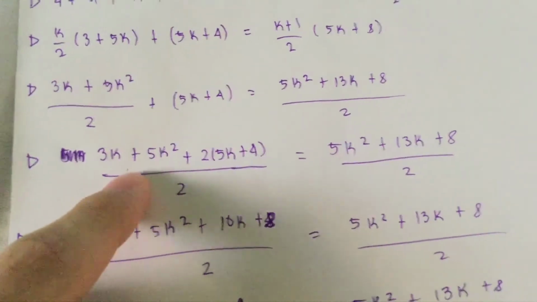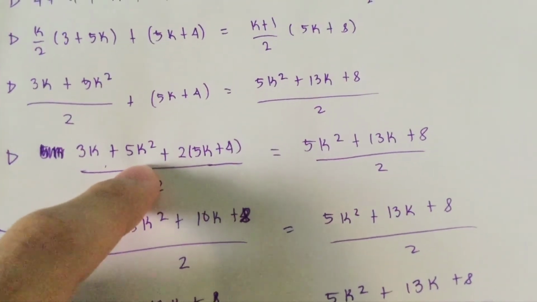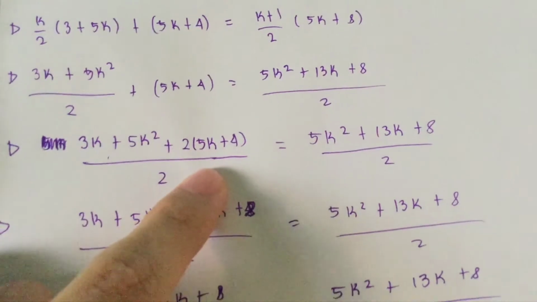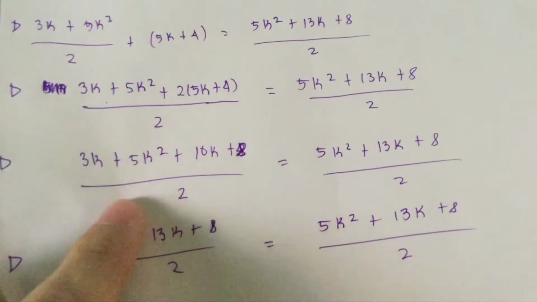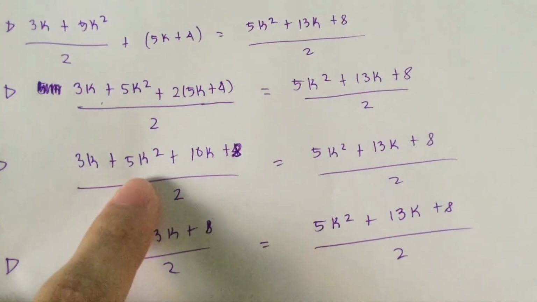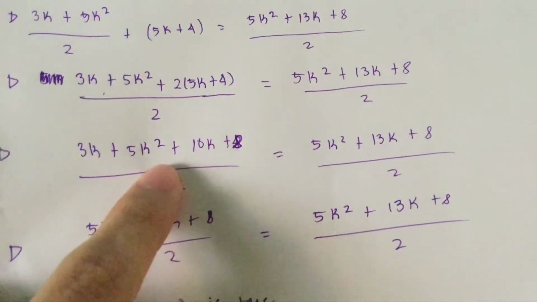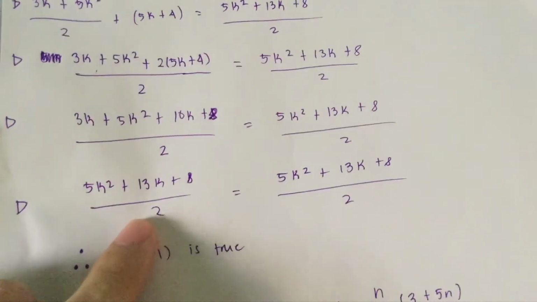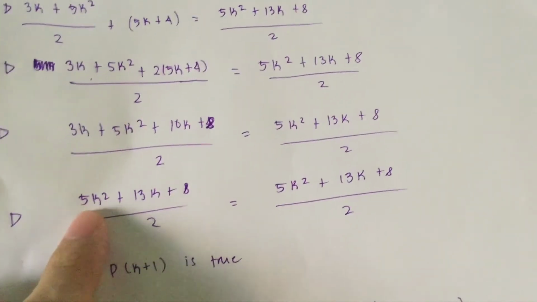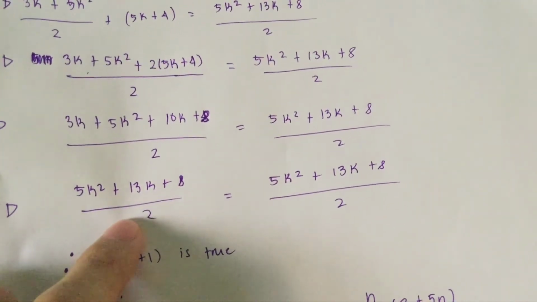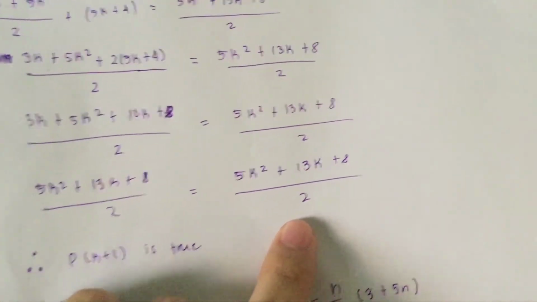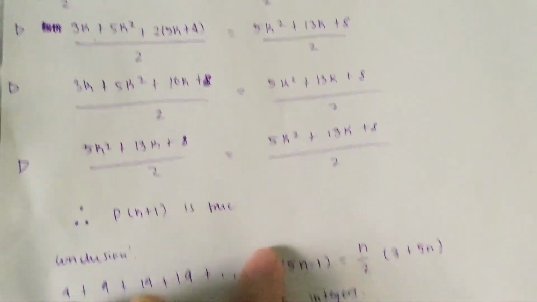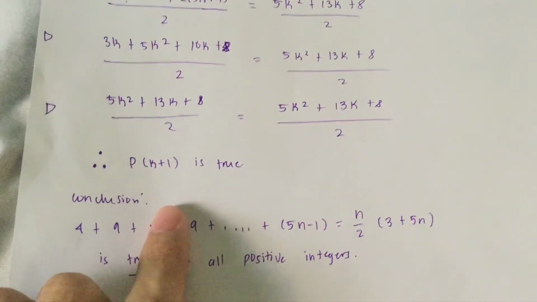And so we will have 3k plus 5k squared plus 2 times 5k plus 4. Combine terms, and we will have 3k plus 5k squared plus 10k plus 8 over 2. After we've combined terms, we will reach 5k squared plus 13k plus 8 over 2, which is equivalent to the right side. And therefore, P of k plus 1 is true.